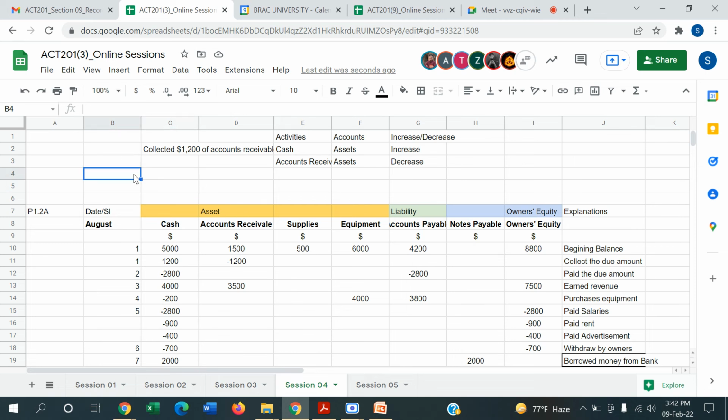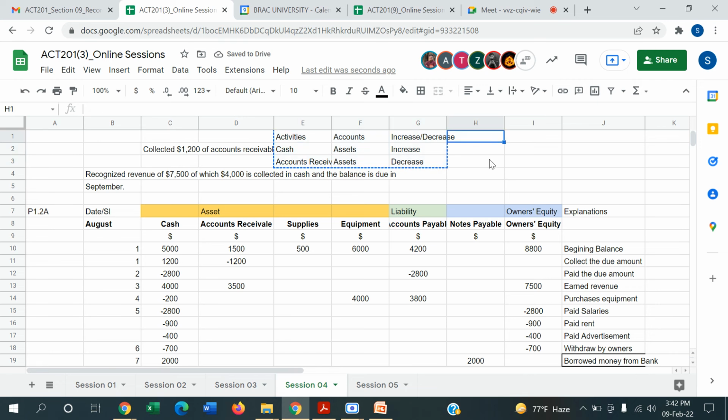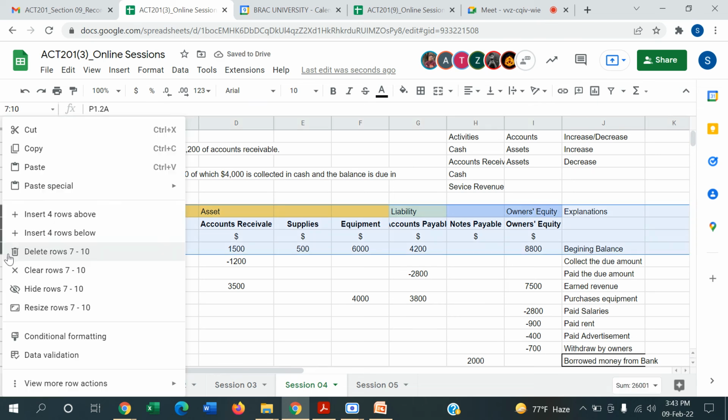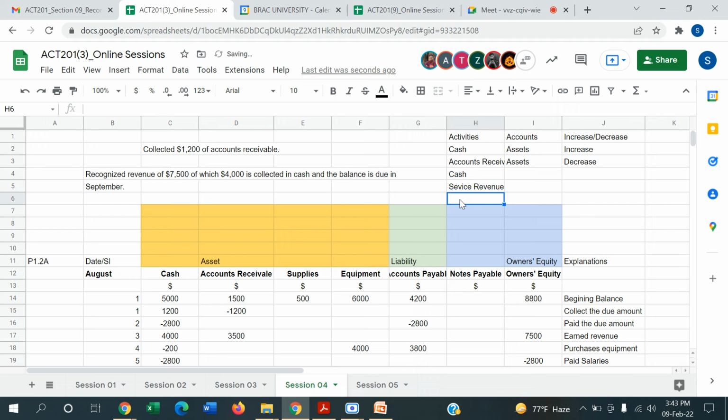Okay. How much service was provided? 7,000. So you mentioned cash. Sir, another account is accounts receivable. Yes, accounts receivable, exactly, because you haven't received the full amount as cash. So another account will be accounts receivable. So cash is an asset, service revenue is revenue, and accounts receivable is an asset.